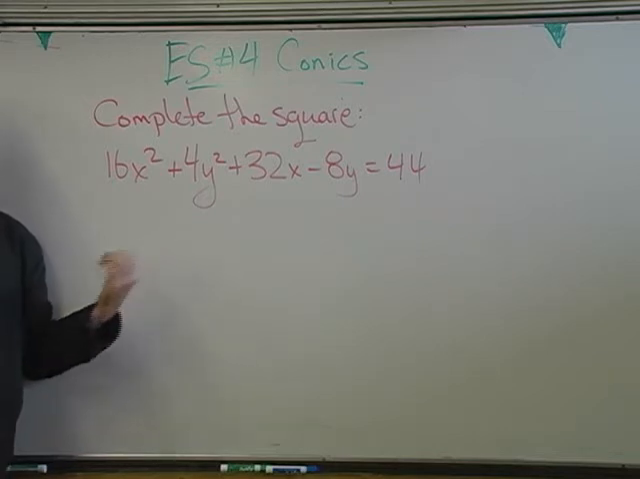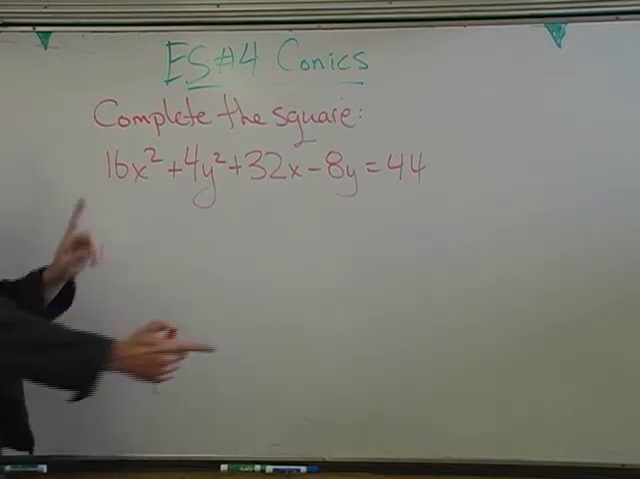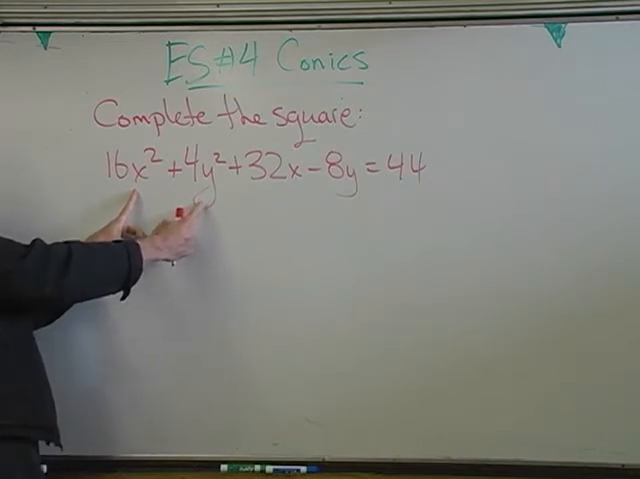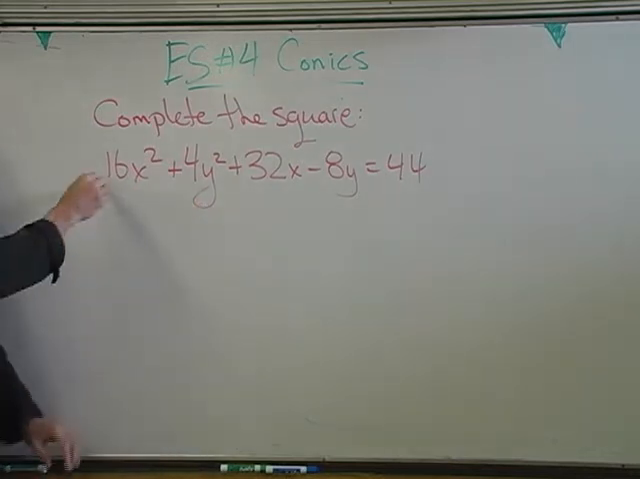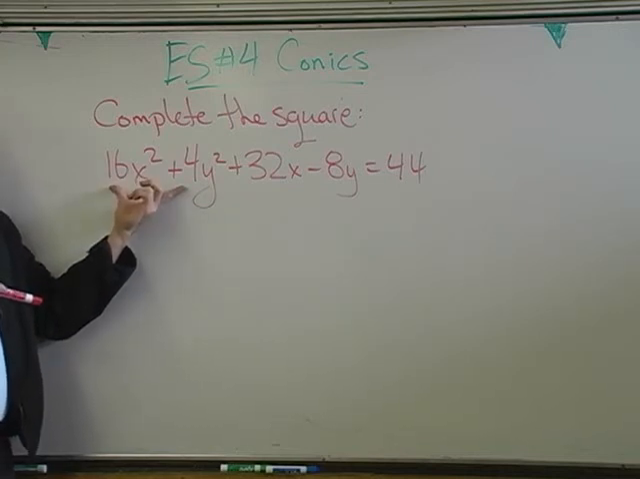Ellipse? It's an ellipse. All right, how come? Because we have an x squared and a y squared, so we know that it's not a parabola. Both of these coefficients are positive, so we know it's not a hyperbola. And because these coefficients are different, we know it's not a circle. If this were a 4x squared and a 4y squared, it would be a circle. But because these are different, it's going to be an ellipse.